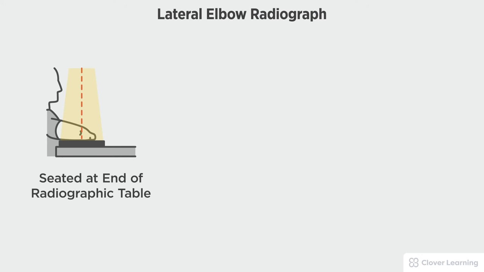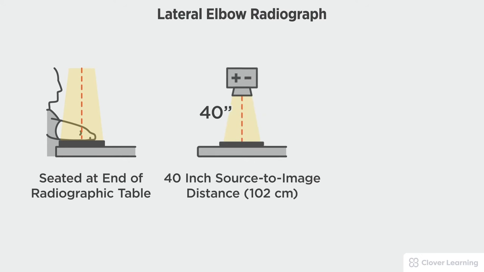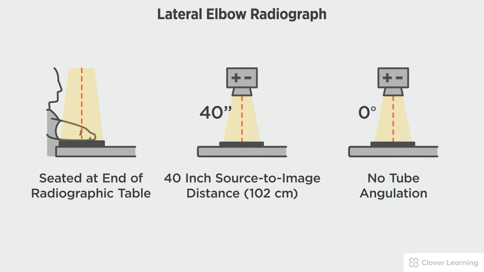In this view, we will be demonstrating the lateral elbow. The lateral elbow should be performed with the patient seated at the end of the radiographic table, with the image receptor placed tabletop, with a 40-inch source-to-image distance and no tube angulation.